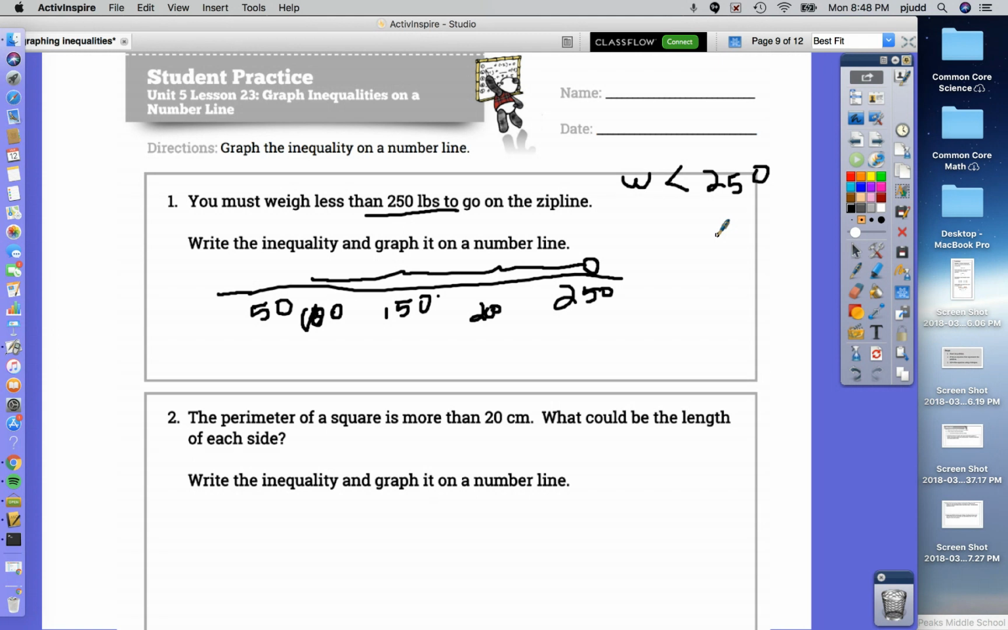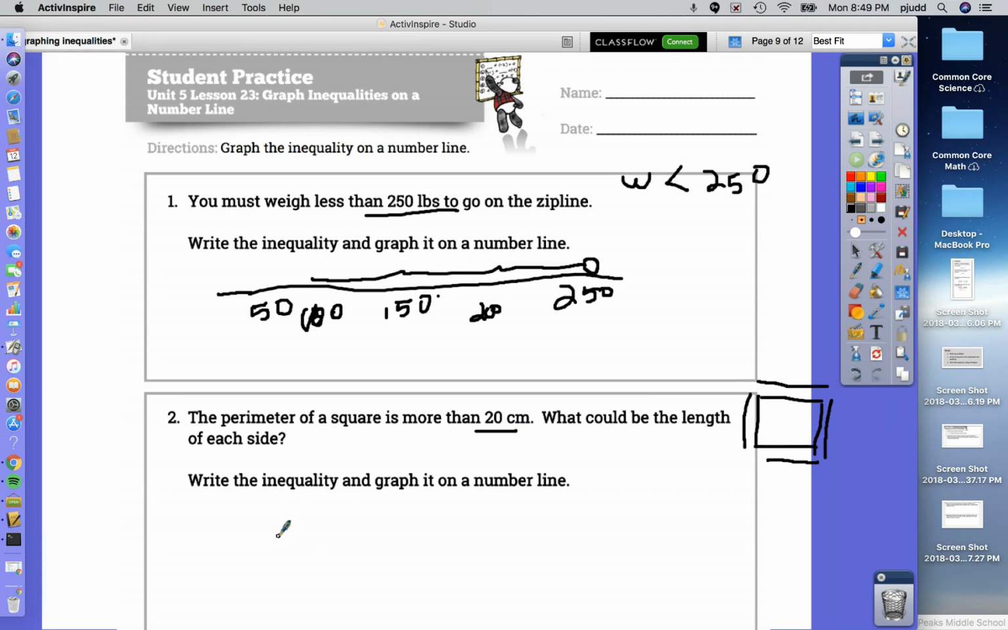And looking at the second one, the perimeter of a square is more than 20 centimeters. What could be the length of each side? Well, again, if I have a square, and I'm talking about perimeter, we're talking about distance around. So if I walk all the way around, and it's going to be more than 20 centimeters, what is that inequality going to look like? What is that number line going to look like?